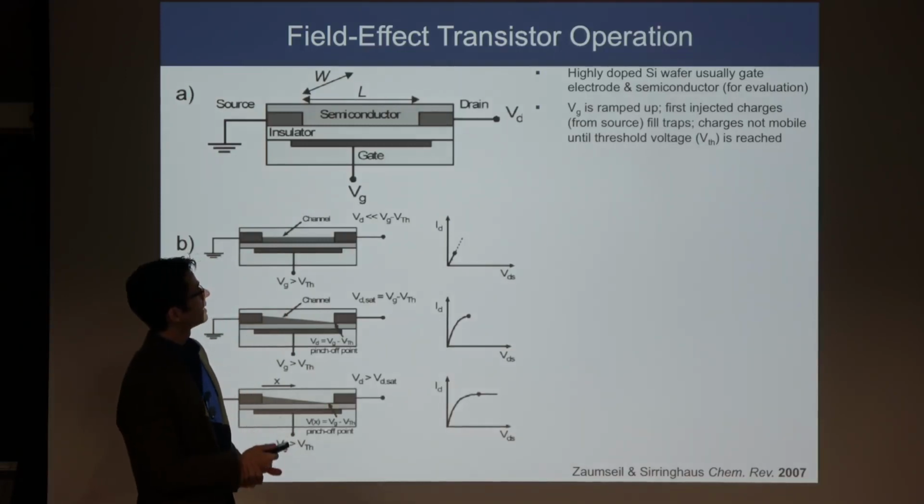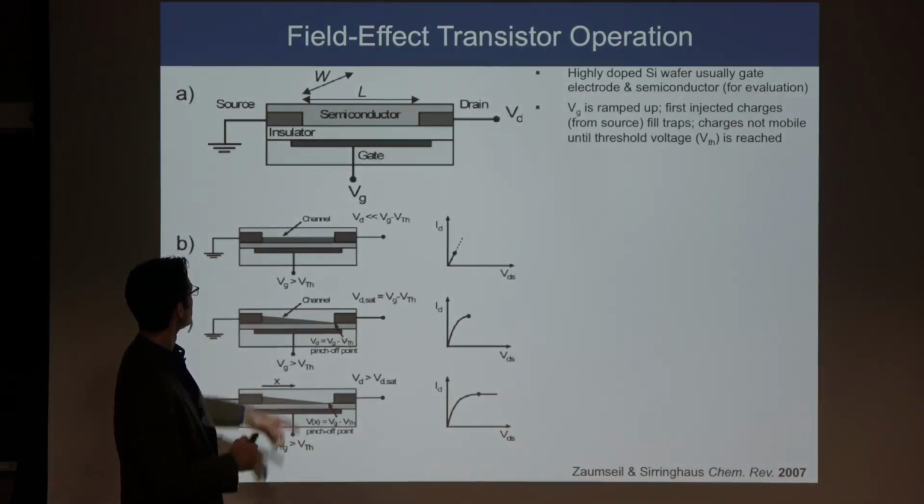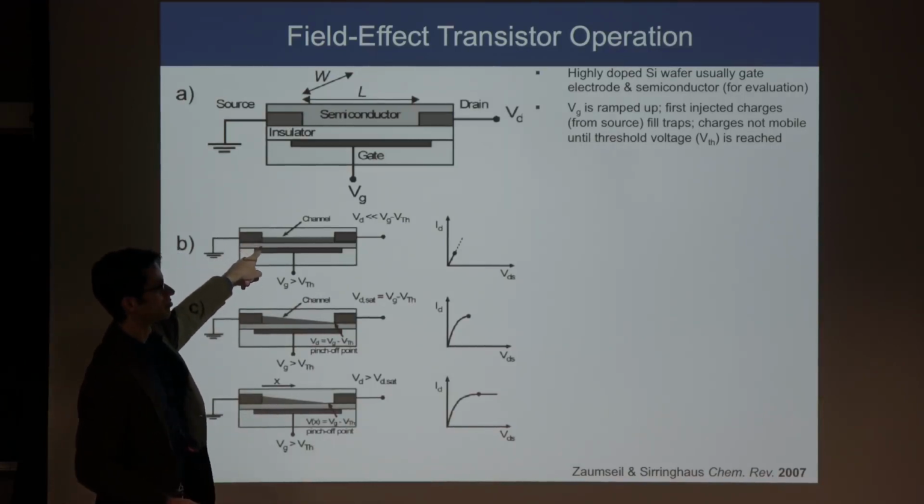So first thing that has to happen is that the voltage, the gate voltage, V sub G, is ramped up, and then the first charges are injected from the source into the semiconductor, and that's given in panel B.